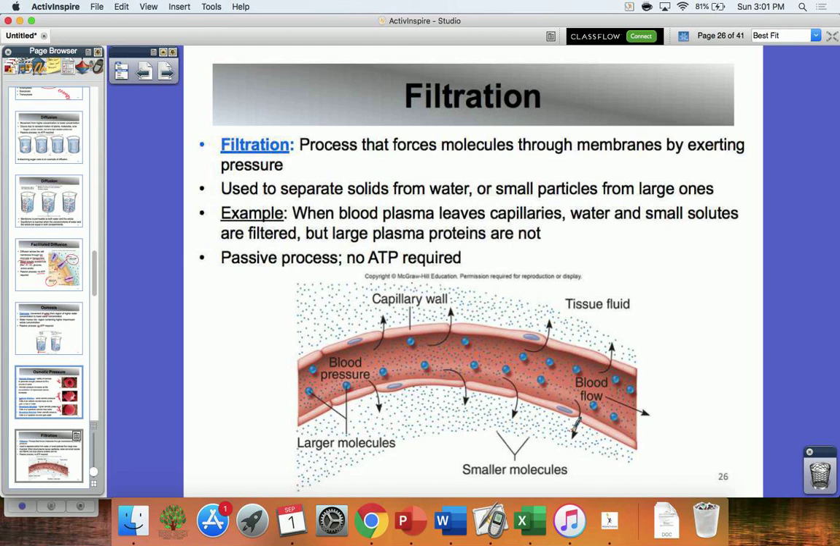So it's kind of like filter paper when you think about a filter of your car or a filter for coffee. When you're filtering coffee, many things can get through, but those grains are kept back. Those large things cannot get through. And again, this is still a passive process, no ATP.